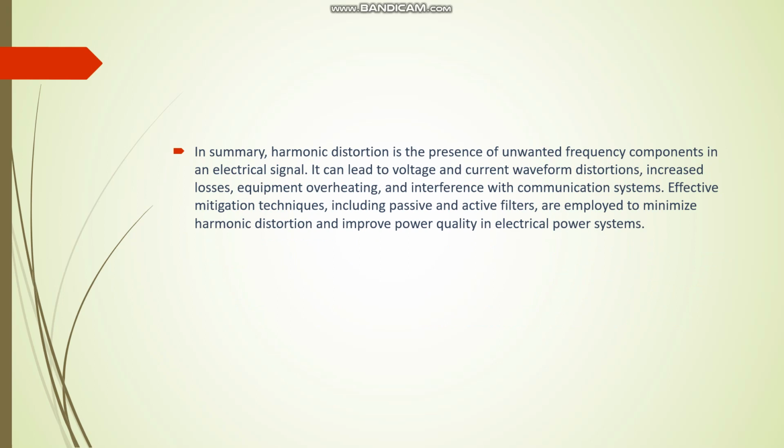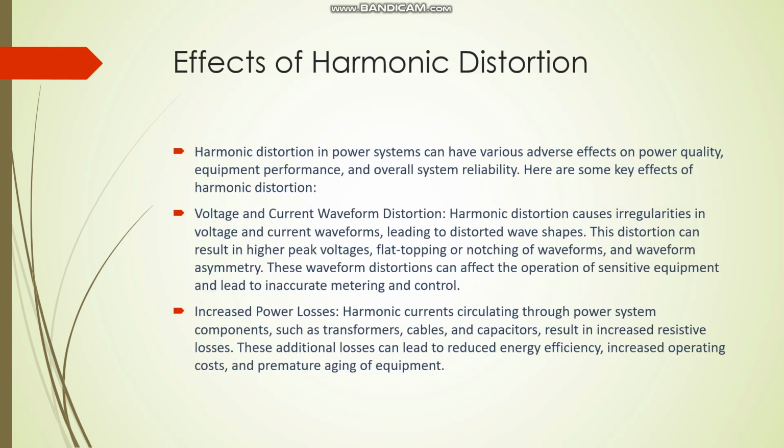In summary, harmonic distortion is the presence of unwanted frequency components in an electrical signal. It can lead to voltage and current waveform distortions, increased losses, equipment overheating, and interference with communication systems. Effective mitigation techniques, including passive and active filters, are employed to minimize harmonic distortion and improve power quality in electrical power systems. I would like to tell about the effects of harmonic distortion in power systems too, sir.